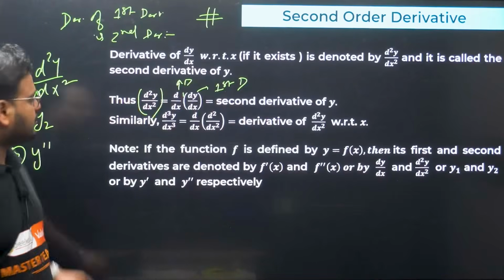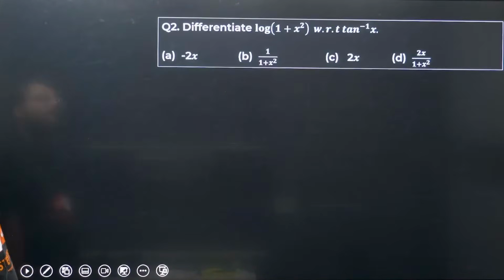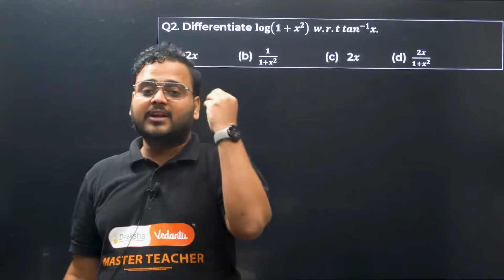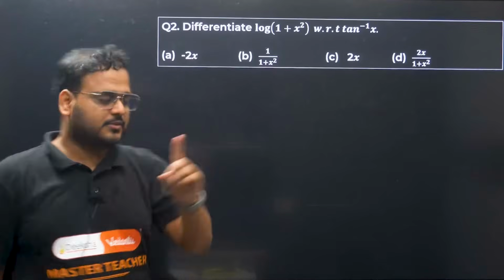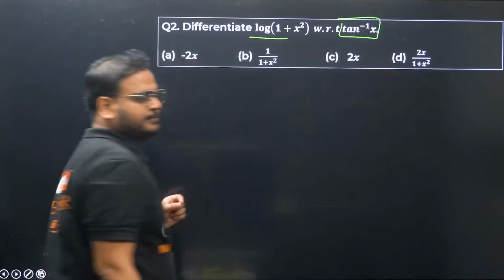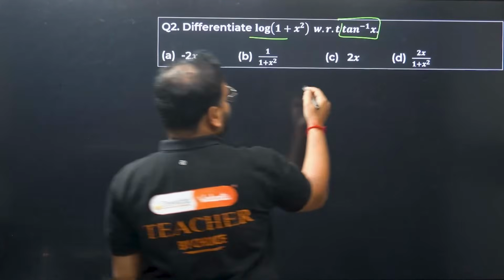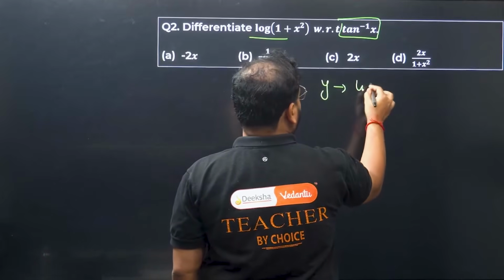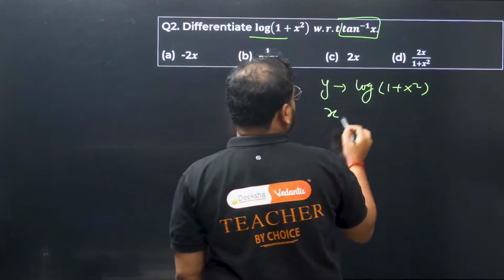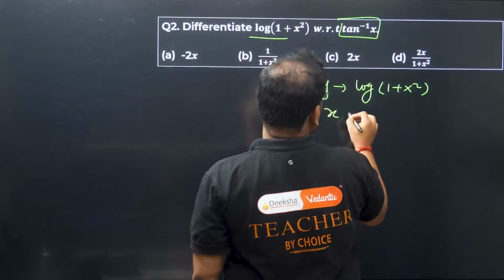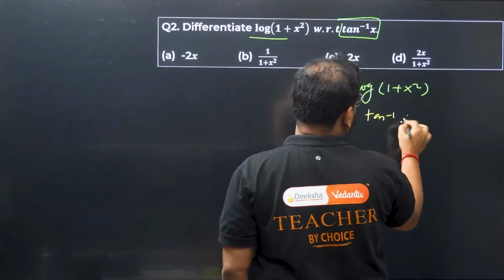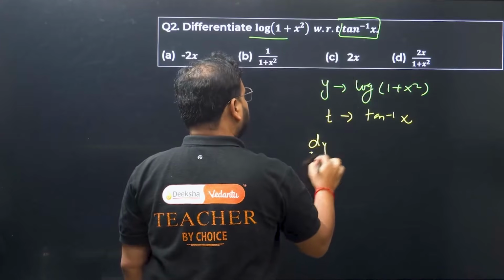Let's see with the help of a question. Differentiate log. Now we are moving back to the derivative of a function with respect to another function. Differentiate this function, log, with respect to tan inverse of x. Very difficult, you will see. Let's take this as function y equals log of 1 plus x square, and function t equals tan inverse of x. What I'm looking for is dy by dt.